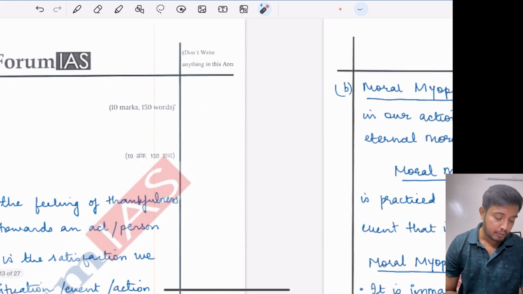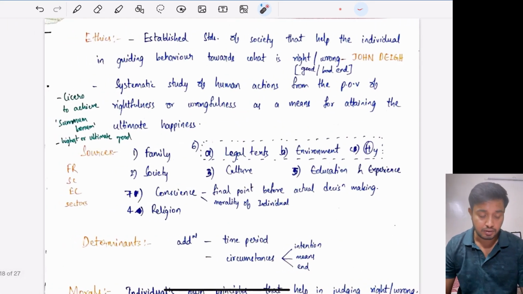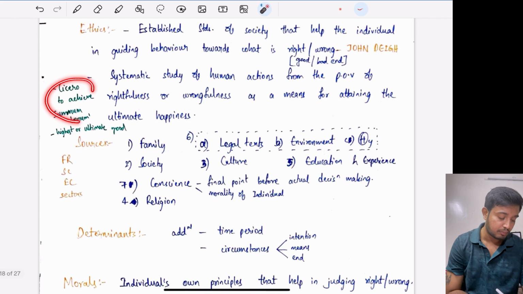I'll show you a little bit about my notes, and then we'll come to the questions part, to the toppers' copies. So just see, these are the notes I've made for this 2023 attempt, and before the 2022 attempt also. I've compiled John Dewey's definition, established standards of society, and you can use some concepts of Cicero, summum bonum, which is the highest or ultimate good. You can also use Aristotle's eudaimonia, and these are the sources which I've talked about.